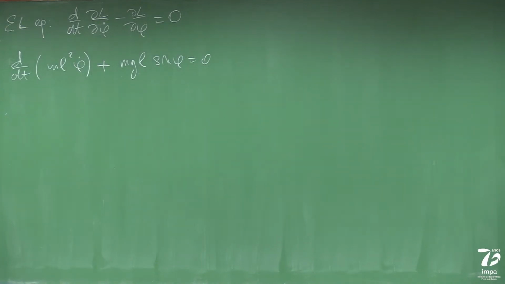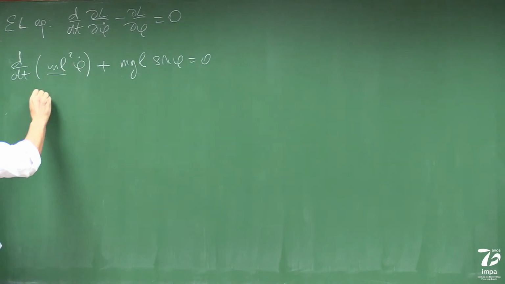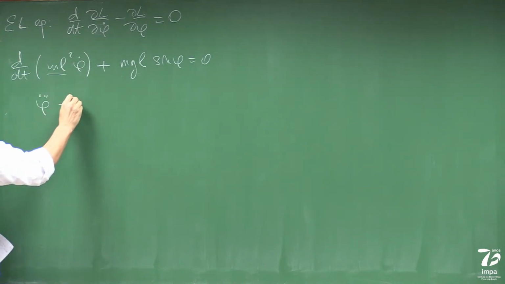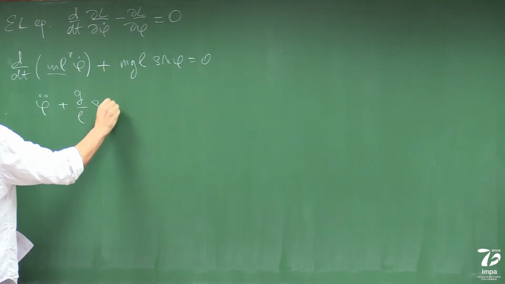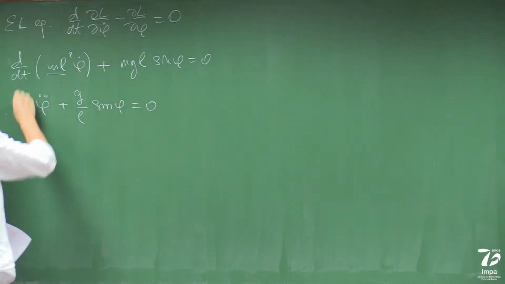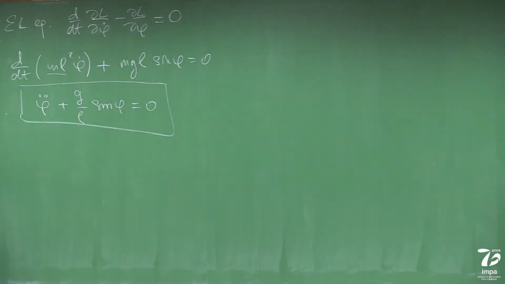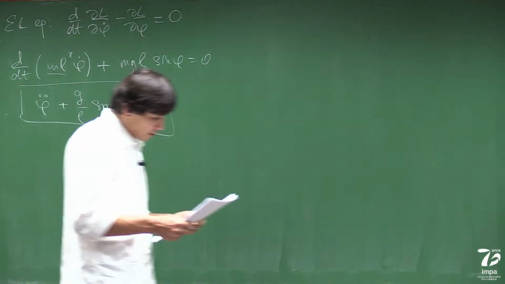Then divide by m L squared. So what will be left is psi double dot plus g over L sine psi equals 0. So that's the equation of motion for the pendulum. Of course, you can write it in many different ways, but that's the algorithmic way how you go directly through the variational principles.